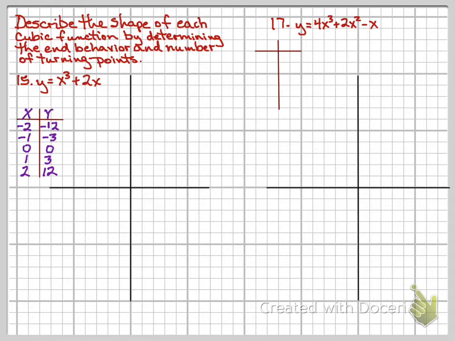So -2, -12. 1, 2, 3, 4, 5, 6, 7, 8, 9, 10, 11, 12. Let's get some bigger dots here. And then we have -1, -3. We have 0, 0. And then we have 1, 3, and then we have +12 right there. Okay, so that gives us a graph.